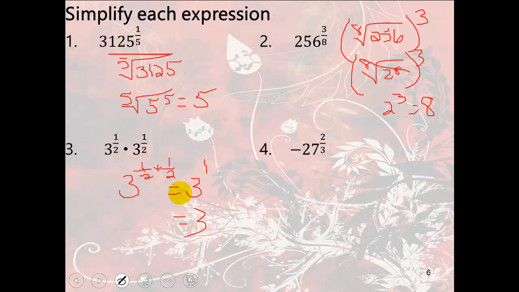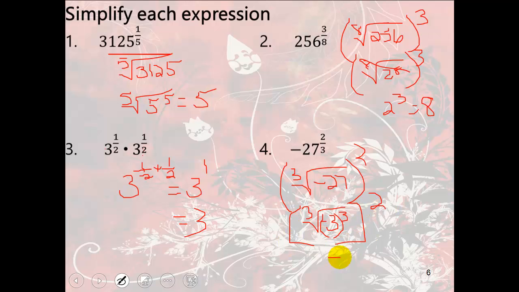Now, if I'm taking negative 27 to the 2/3, this is the cube root of negative 27. Then I'm going to square it. Negative 27 is a perfect cube. That's going to be the cube root of negative 3 cubed. And I'm going to square that. So I get negative 3 squared, which is 9. You just have to be careful with negatives and your nth roots. This is an odd nth root, so we're good to go.